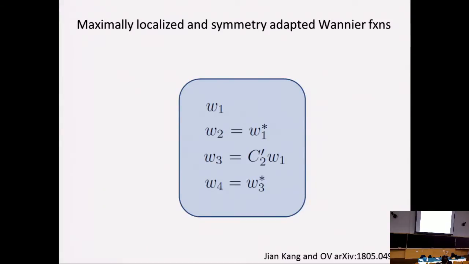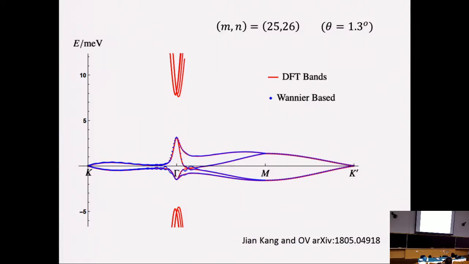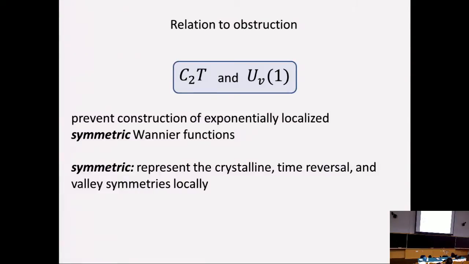Okay, so just to repeat, this is how we construct them. Once you have W1, which is what I showed you, you can construct W2 by time reversal, W3 by the twofold rotation, and W4 by the time reversal of W3. Now, this is how it reproduces the band structure. As you can tell, it does a pretty good job, and that's it.